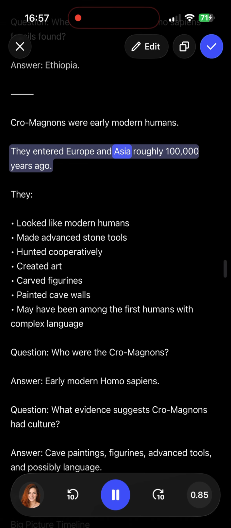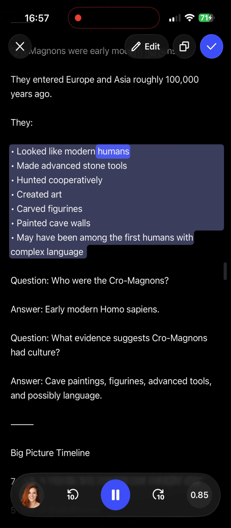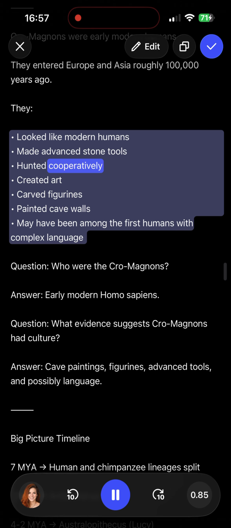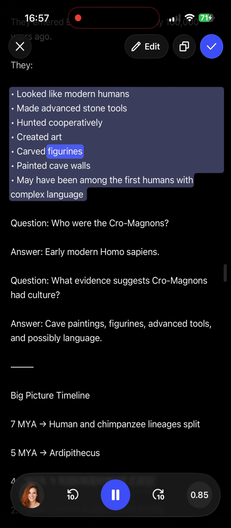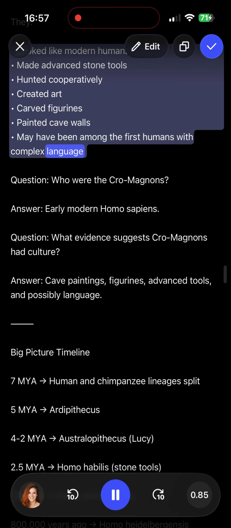They entered Europe and Asia roughly 100,000 years ago. They looked like modern humans, made advanced stone tools, hunted cooperatively, created art, carved figurines, painted cave walls, and may have been among the first humans with complex language.